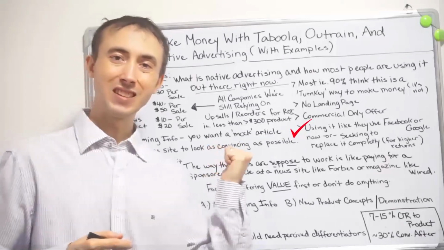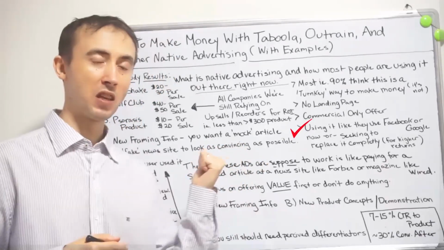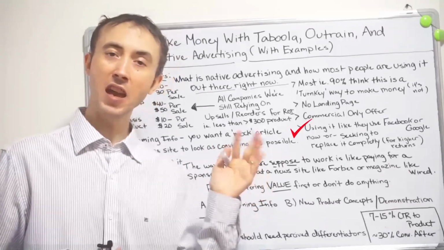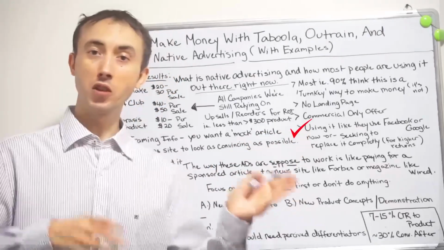So I don't want to discourage you from doing it, but for the most part, try Google and Facebook first, because it's quicker to return, generally speaking. And it never hurts to try Taboola, Outbrain to expand what you're doing. And if you can't make Google or Facebook work, you can try Taboola, Outbrain.